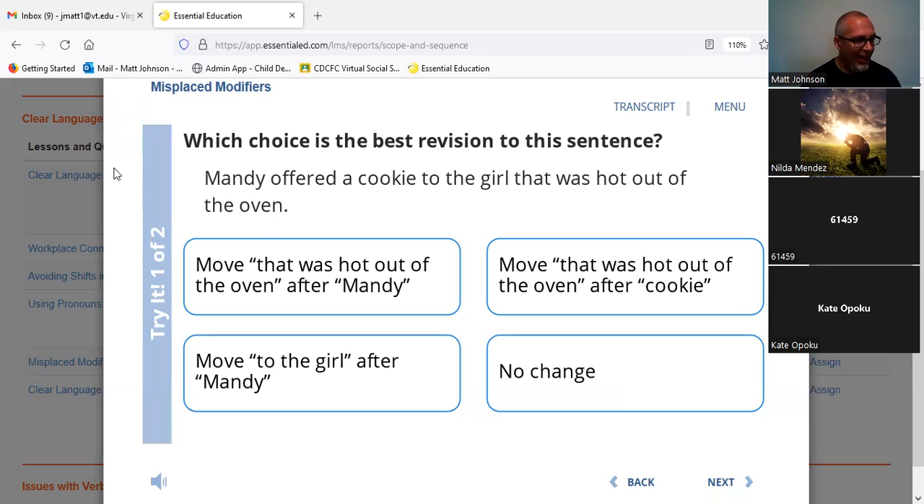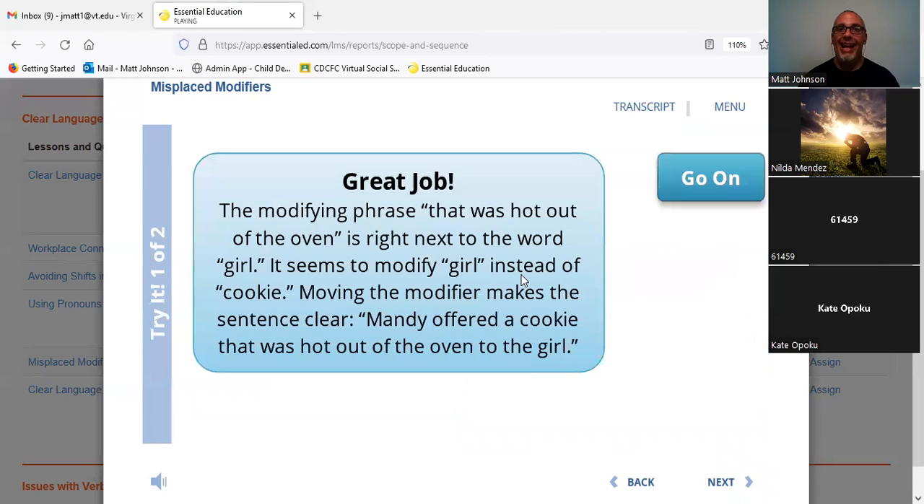So we move hot out of the oven to after cookie. So Mandy offered a cookie that was hot out of the oven to the girl, right? So that will read a lot better. Great job. The modifying phrase that was hot out of the oven is right next to the word girl. It seems to modify girl instead of cookie. Moving the modifier makes the sentence clear. Mandy offered a cookie that was hot out of the oven to the girl. There you go.